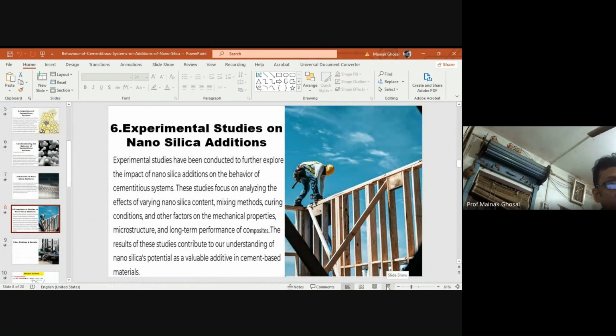Experiment. The studies conducted focus on analyzing the effects of adding nanosilica content from 0% to 1.5% with respect to the weight of cement, mixing methods, internal curing and also external curing conditions, that is normal temperature curing in the water lab, and the other factors on the mechanical properties, microstructure, and long-term performance of the cement composites. The results of the studies contribute to understanding of nanosilica's potential as a valuable addition in cement-based materials.